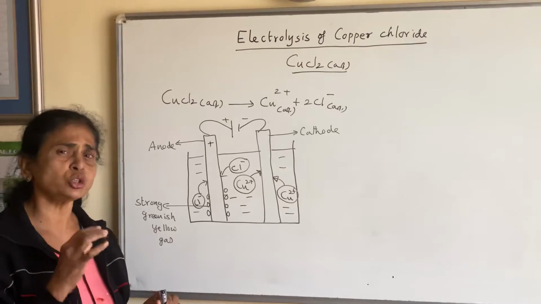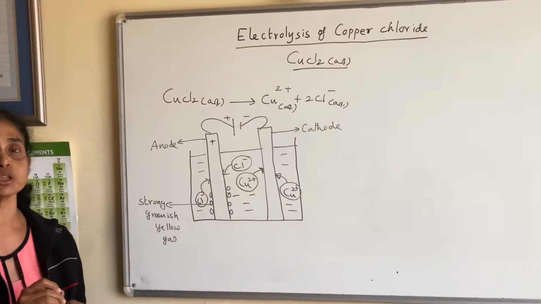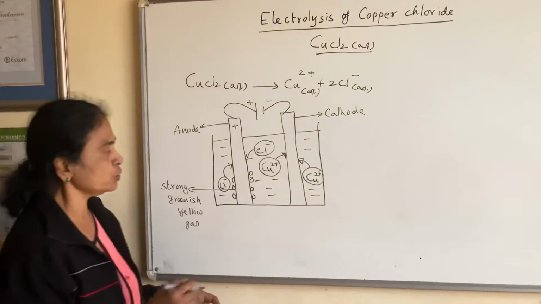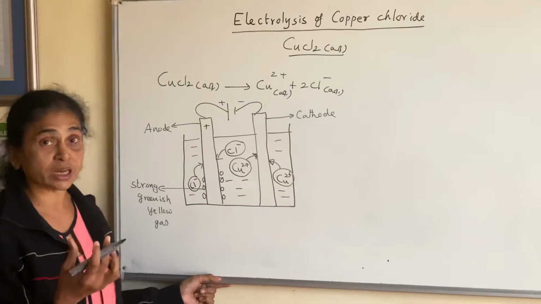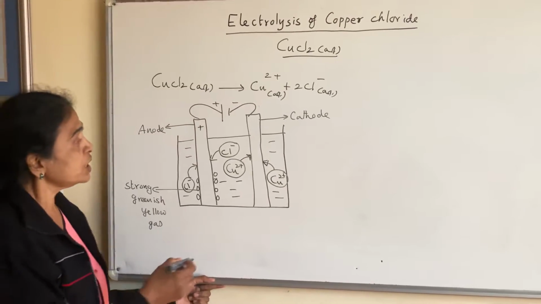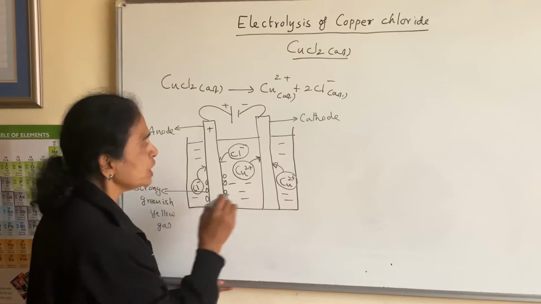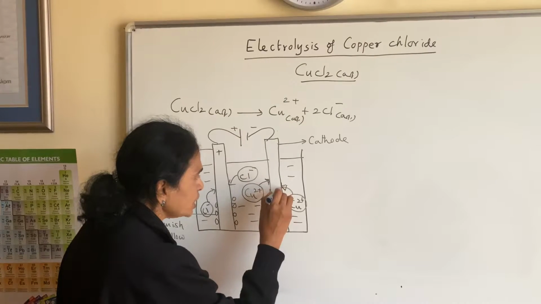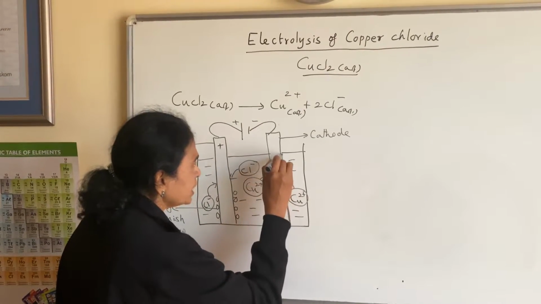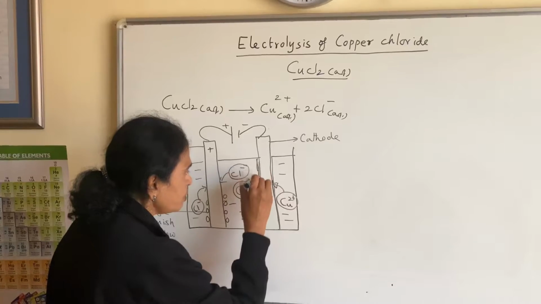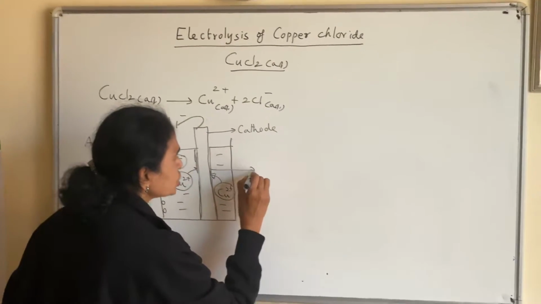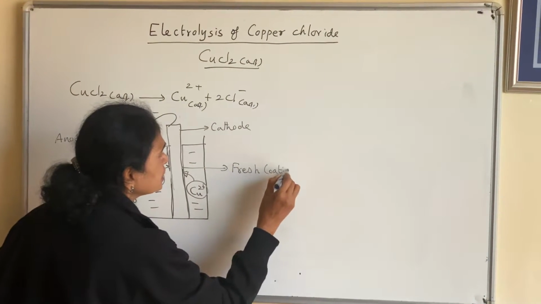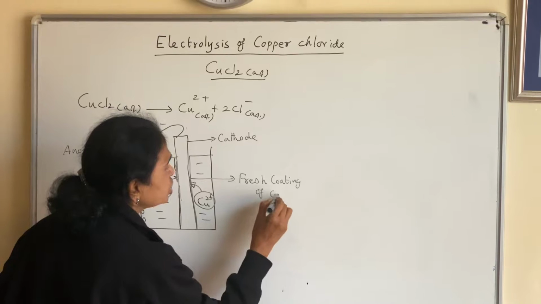During electrolysis, most of the time the non-metals go towards the positive electrode, because non-metals form negative ions. They move towards the anode. And the positive ions, which are metal ions, normally go to the cathode. When the Cu2+ goes to the cathode, it turns itself into copper. What happens here is you can see a fresh coating of copper. The copper is coated here. It's a fresh coating of copper, and the copper is red in color. So you can see the reddish brown coating.